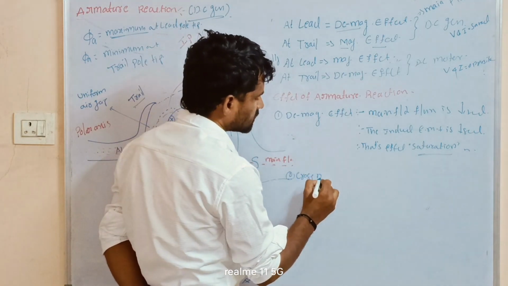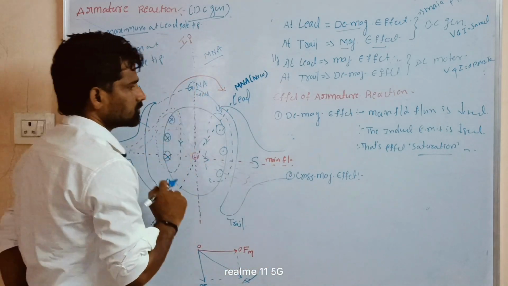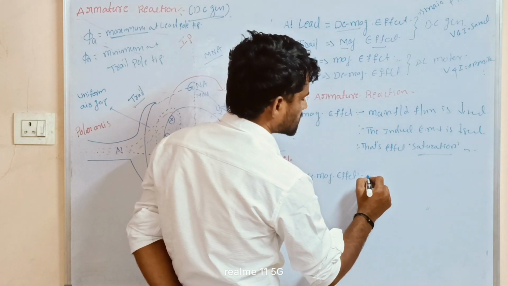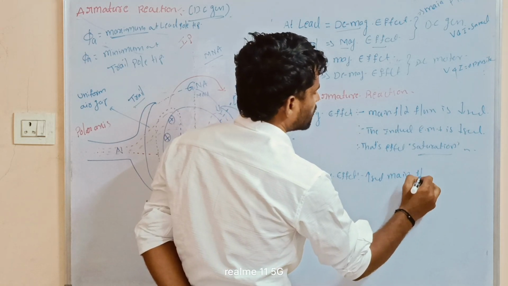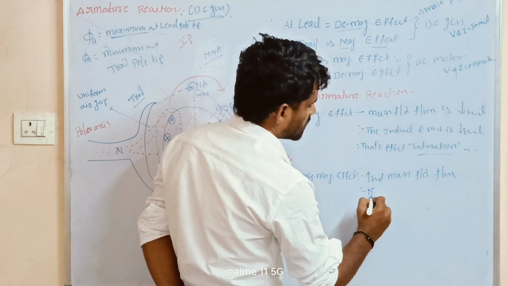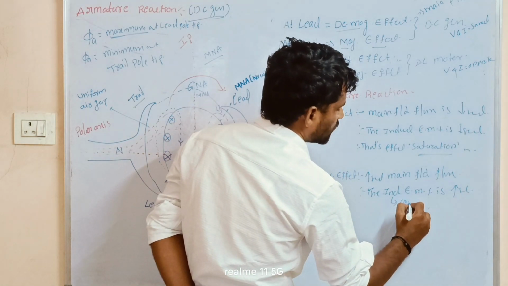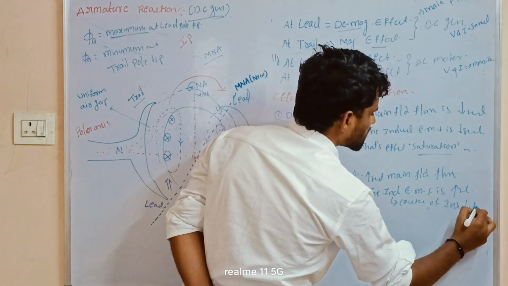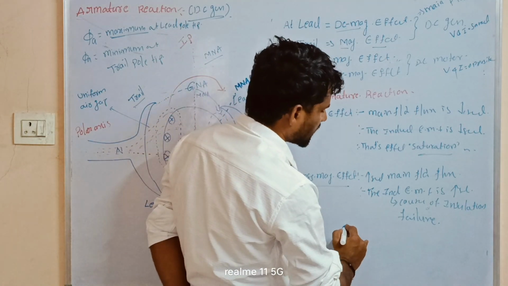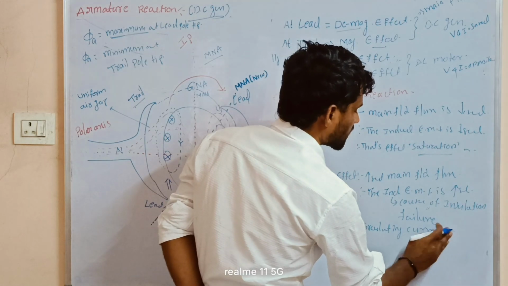Next one is the cross magnetization effect. What is the cross magnetization effect? We increase the maximum flux, increasing the main field flux, so automatically the induced EMF is increased. Due to this increase, it can cause insulation failure. Also, due to the cross magnetization effect, some circulating current will be passing.